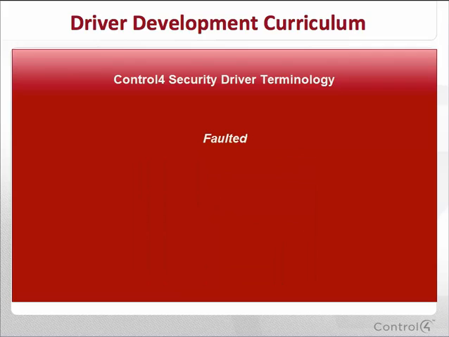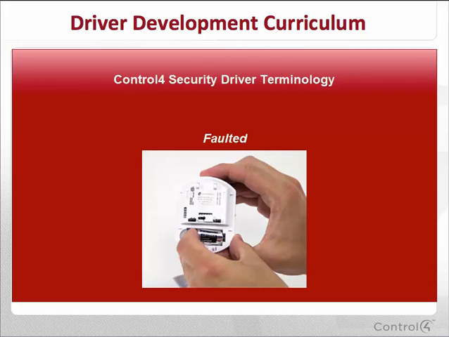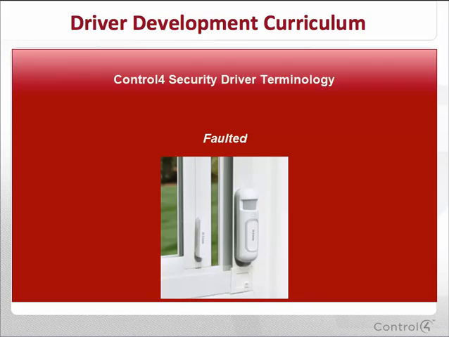Faulted. Faulted refers to the state of a zone where the zone, for various reasons, is unprotected. A faulted state can come from low batteries on a monitoring device or a faulty sensor. Faulted can also mean that the zone has been breached, such as a window with a contact sensor is currently open.